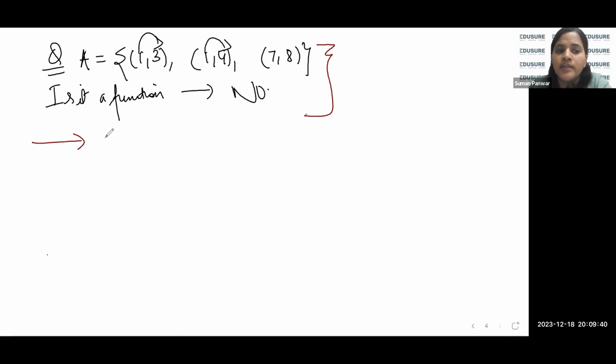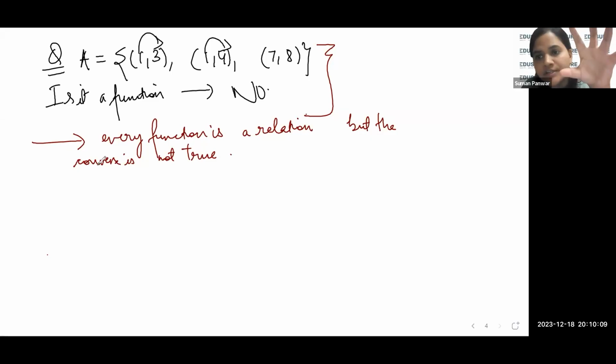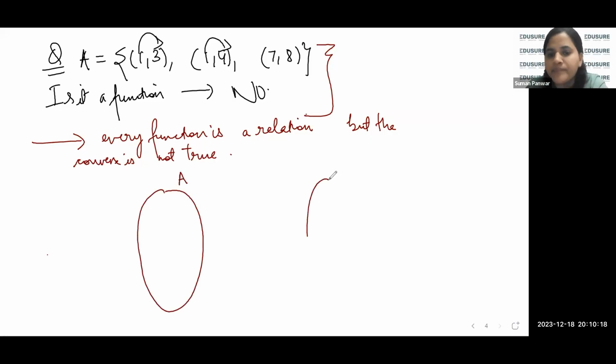So what is the moral of the story? Every function is a relation, but the converse is not true. Okay, fair enough. So that is the basic definition of a function. First we understand functions and then we proceed with its characteristics. One more thing that you should bear in mind is that if this is my set A, this is my set B, if this is my domain, this is my codomain.